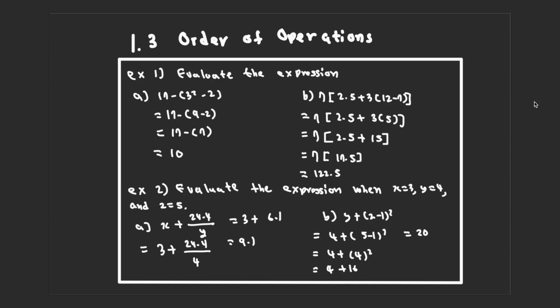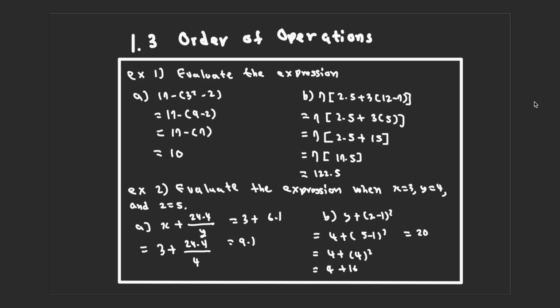The second set of problems asks us to evaluate the expression when x equals 3, y equals 4, and z equals 5. The first question asks us to find x plus 24.4 over y. Because we know that x is 3 and y is 4, we can substitute those values for the corresponding variables. After this, we get 3 plus 24.4 over 4. Doing 24.4 over 4 first, we get 6.1. Next, we can do 3 plus 6.1 to get a final answer of 9.1.